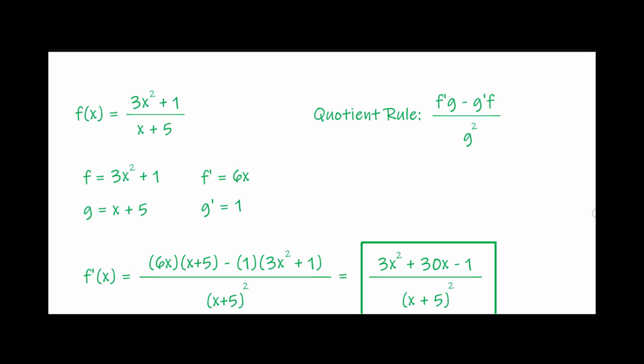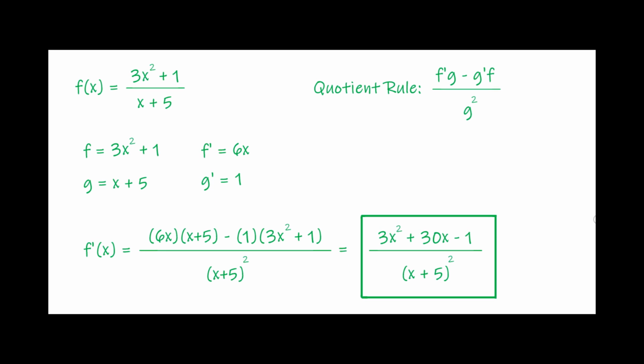Next, we move on to an example solving a function using the quotient rule, and the quotient rule is defined as f prime g minus g prime f divided into g squared. So in the given fractional expression, the numerator is the f component and the denominator is the g component as an entire quantity.